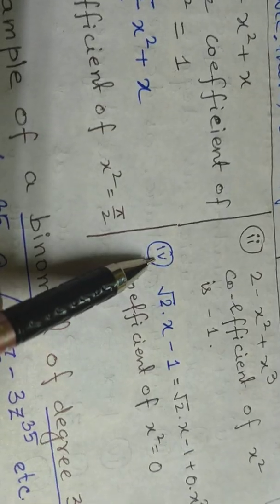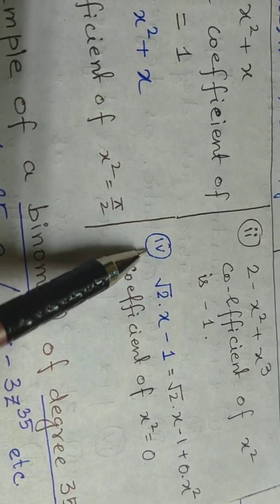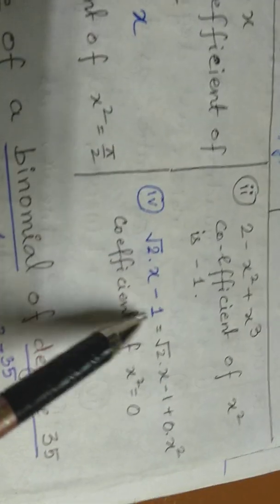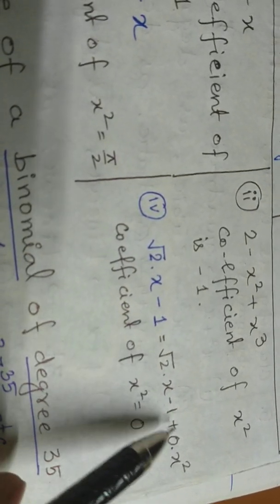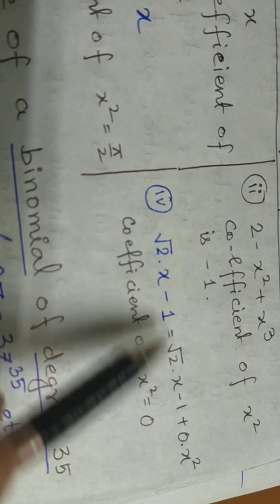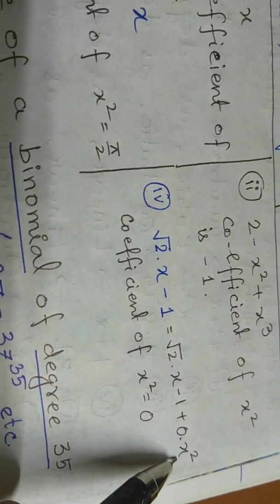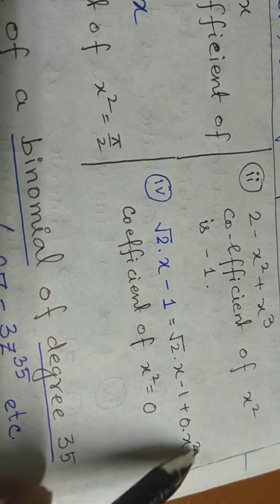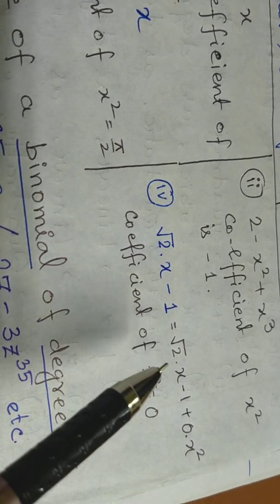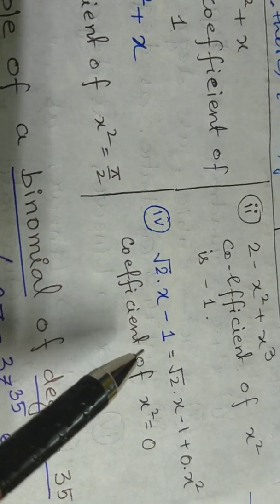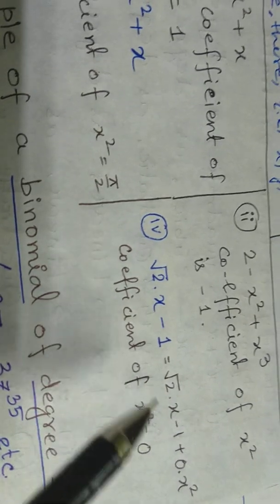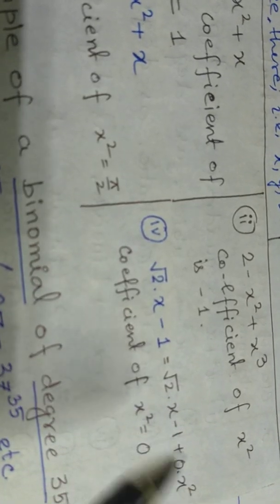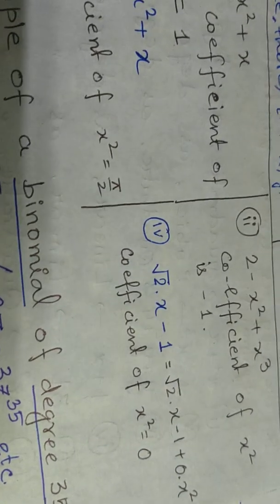Similarly, question number 4 is root 2 into x minus 1. Now if we simplify, we can write root 2 into x minus 1 plus 0 into x square. Look, here x square is not there, right? So I'm writing 0 into x square because adding 0 is no problem. So what is the coefficient of x square? 0. If we have to find the coefficient of a certain power of a variable, but it is not present in the expression, then we have to write 0 into that particular term.